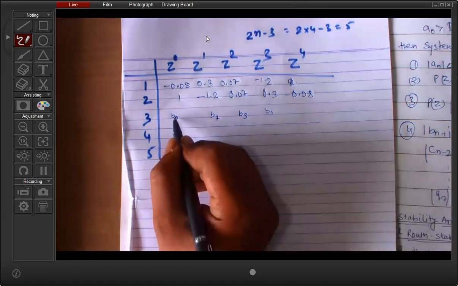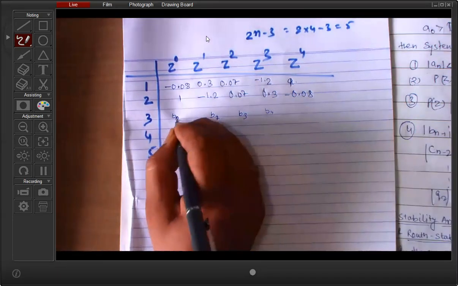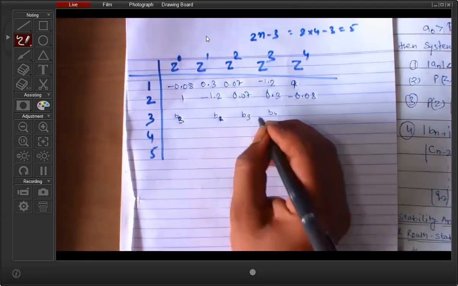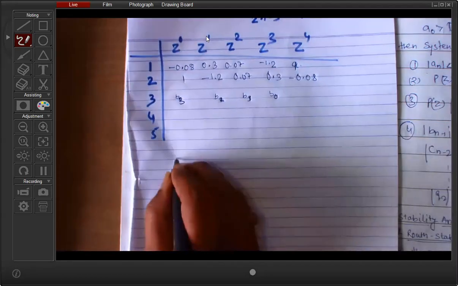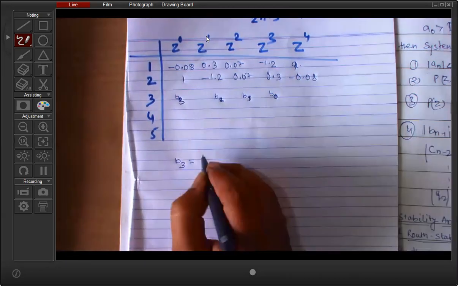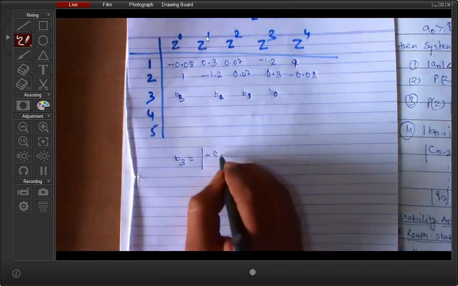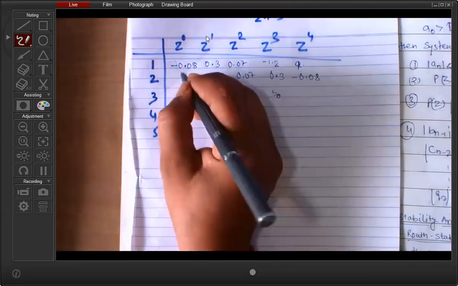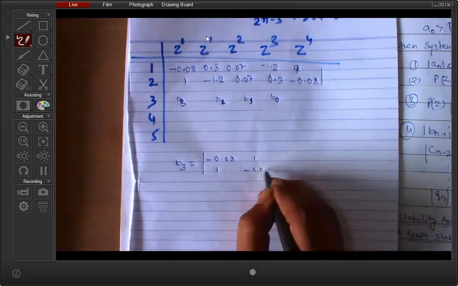So what will be here? Sorry sir, here Bn minus 1, that means here it will be B3. B3 and then B2, B1 and B0. Now we have to calculate B3. What is the value of B3? How will B3 be calculated? Sir, we have to multiply. Minus 0.08 minus into minus 0.08. First we have to create the matrix and the determinant, minus 0.08, 1, and after that here 1, minus 0.08.